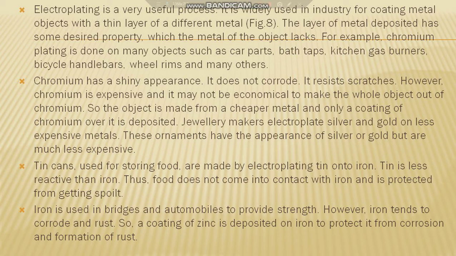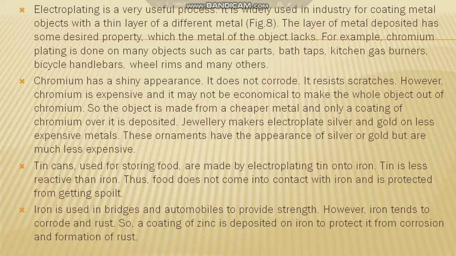For example, chromium plating is done on many objects such as car parts, bath taps, kitchen gas burners, bicycle handlebars, wheel rims and many others. Chromium has a shiny appearance and it does not corrode easily, so it resists scratches. However, chromium is expensive and it may not be economical to make the whole object out of chromium. So the object is made from a cheaper metal and only a coating of chromium over it is deposited.